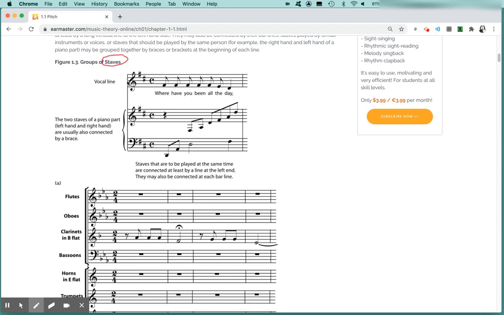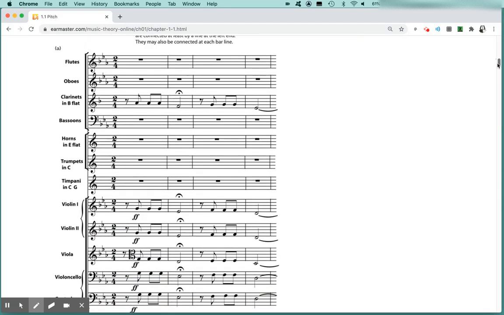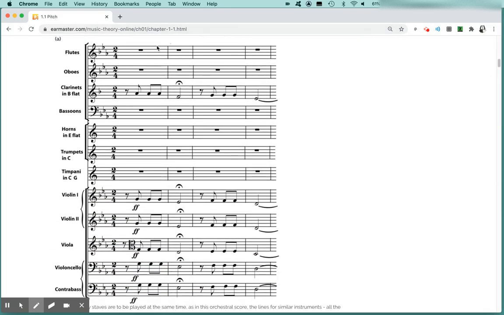These bars at the beginning of each line say that this all travels together. This is being played while this is being sung. This brace shows you that these two things belong to the same instrument. Most of you will never need to read anything like this.